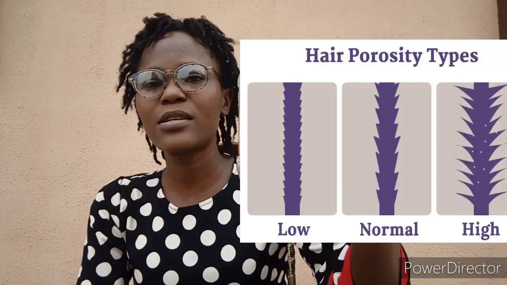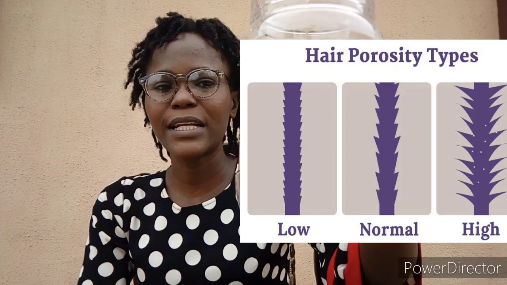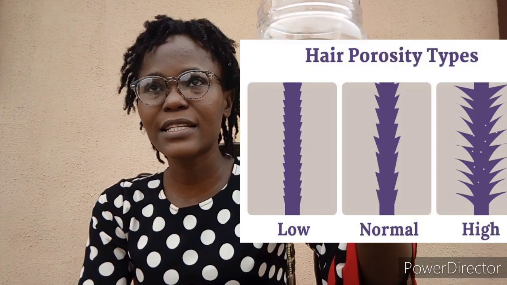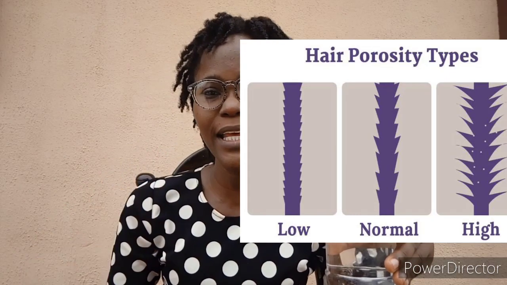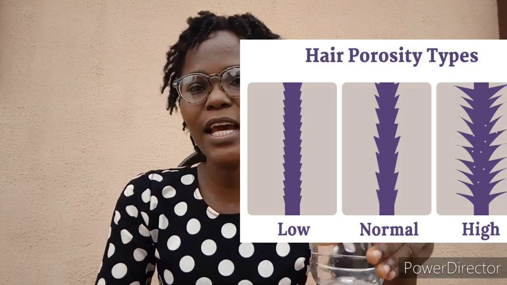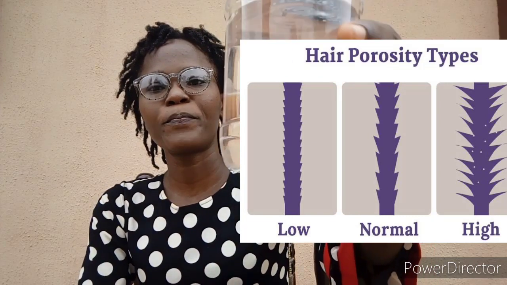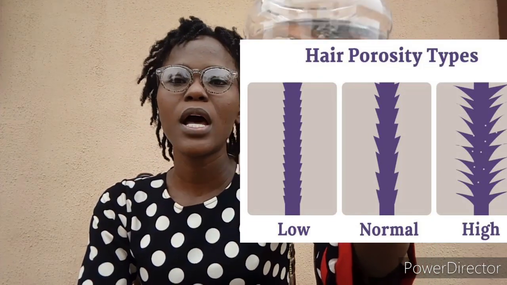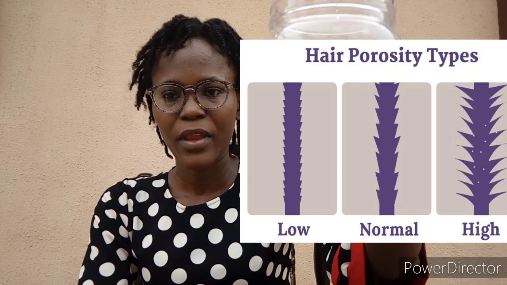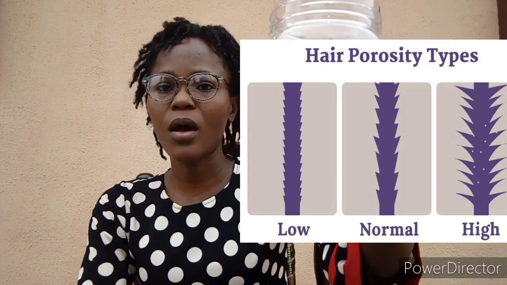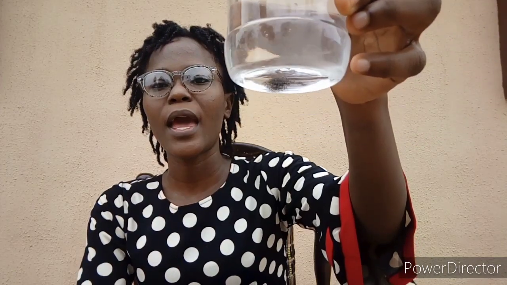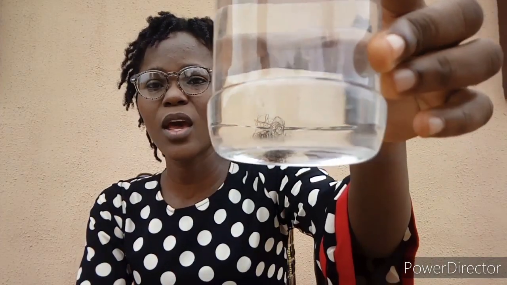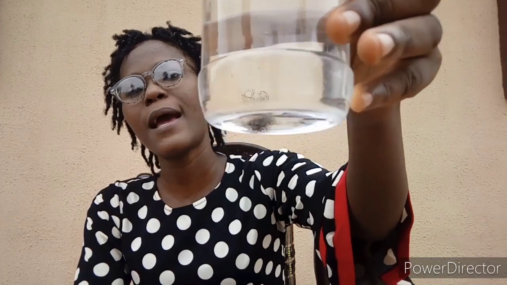That means your hair cuticle is very open, and so this hair porosity type can absorb moisture quickly, and at the same time the moisture can escape out of the hair very easily. So this is how a high porosity hair will look using the floating method.